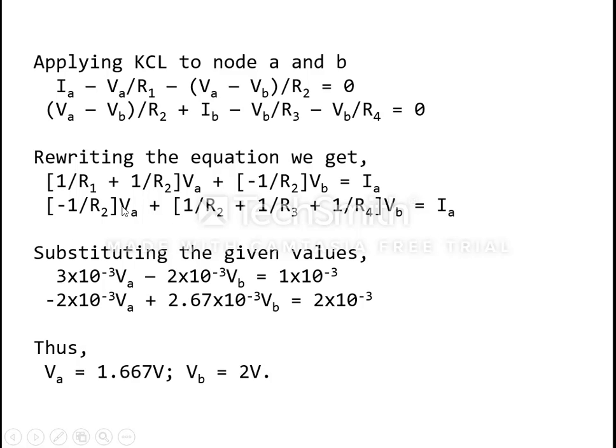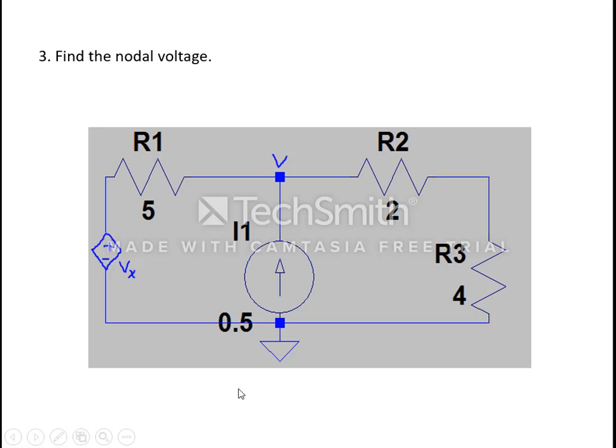And you substitute the R values for everything, you get 3 into 10 to the power minus 3 VA minus 2 into 10 to the power minus 3 VB is equal to 1 into 10 to the power minus 3. And for the other equation, substituting, you get this answer. Solving these two equations, you get VA is equal to 1.667 volt and VB is equal to 2 volt.